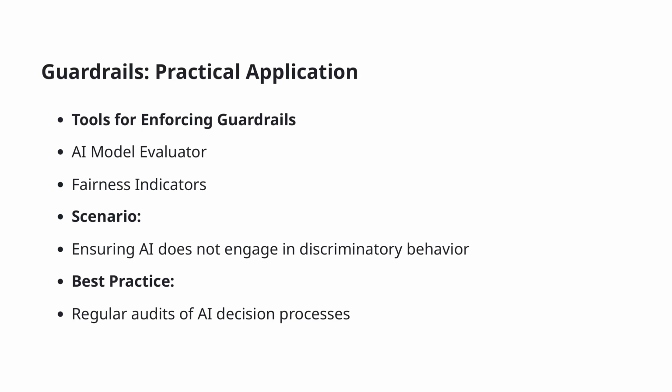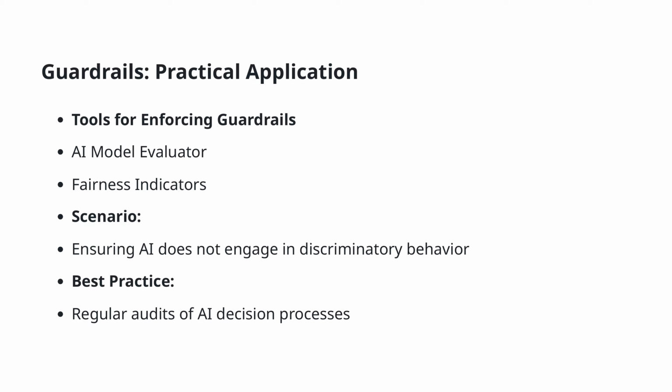In this slide, we're delving into the practical application of guardrails in AI systems. Specifically, we will explore tools that can effectively enforce these guardrails to ensure ethical and responsible AI behavior. Two of the critical tools used to enforce guardrails are the AI Model Evaluator and Fairness Indicators. The AI Model Evaluator is designed to assess the performance of your AI models against predefined ethical and operational standards.